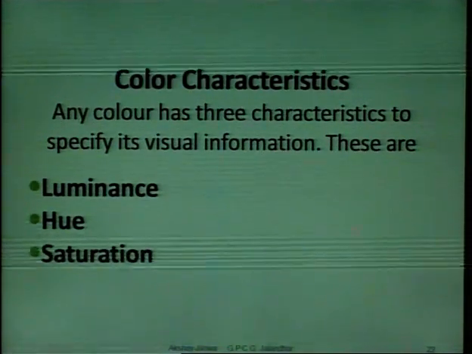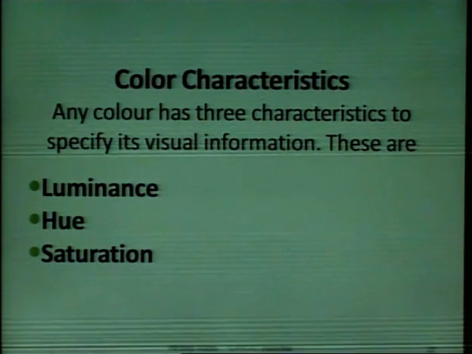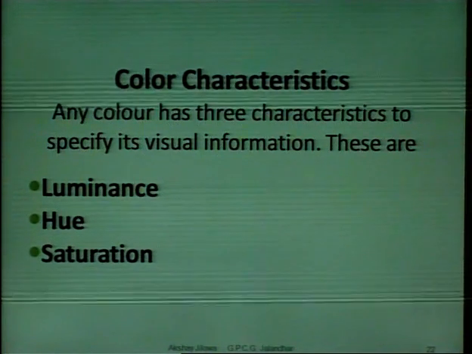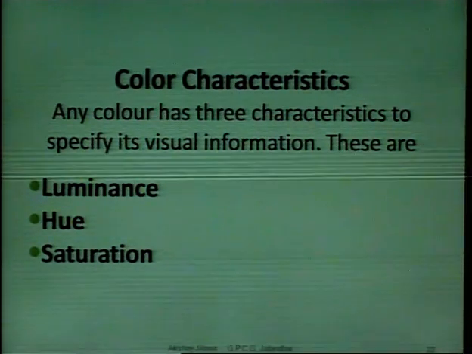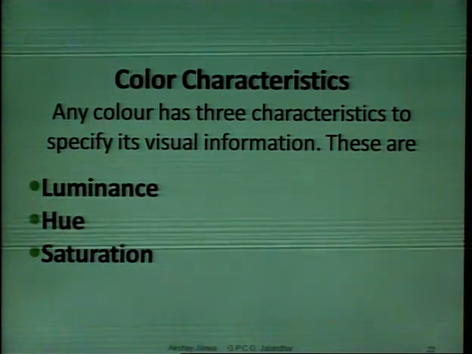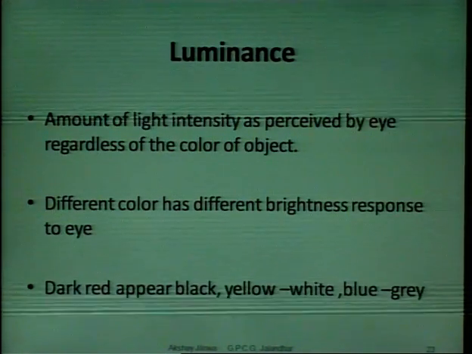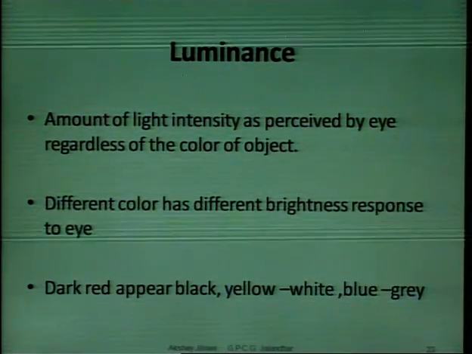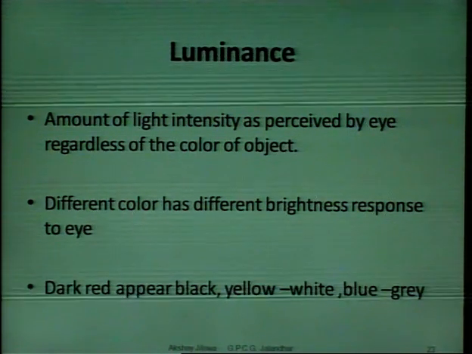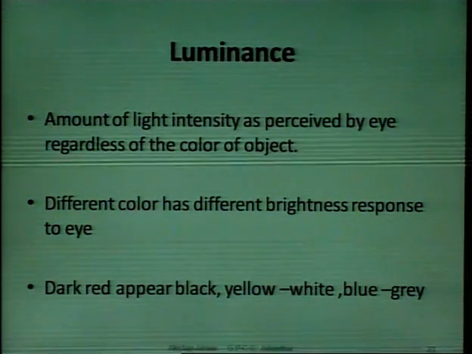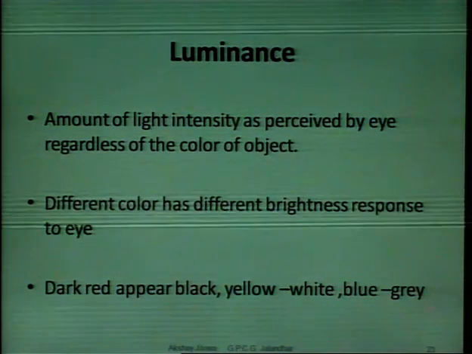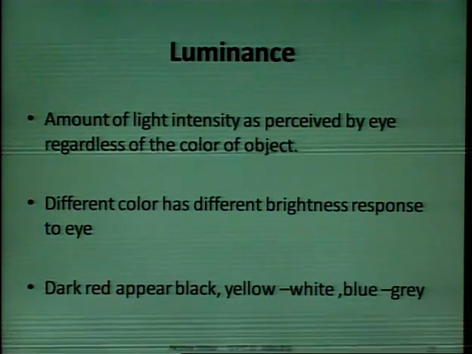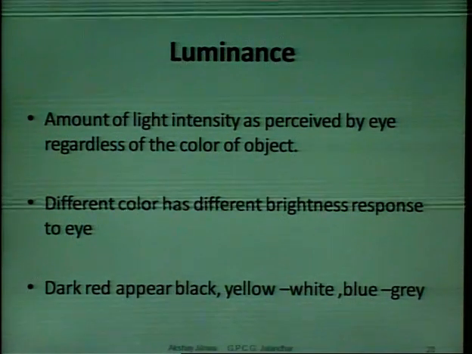Now, we will discuss the color characteristics. Any color has three characteristics to specify its visual information. These are luminance, hue and saturation. The amount of light intensity as perceived by the eye regardless of the color of the object is luminance. Different colors have different brightness responses. Dark red appears black, yellow appears white, blue appears gray. So, this is luminance, or we can call it the corresponding brightness.